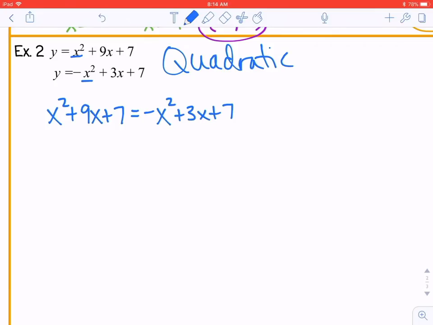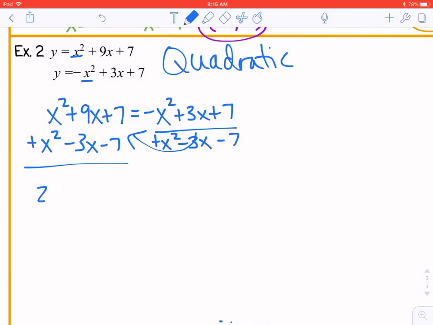All right, so then we need to get everything on one side. So I'm going to move all 3 of these over here to the left. So by moving them, I need to add the x squared, do the opposite operation. I need to subtract 3x and subtract 7 to get everything on one side. So then I end up with 2x squared, because there's like a 1 in front of each of those. 9x minus 3x would be 6x, and then 7 minus 7 would cancel out.